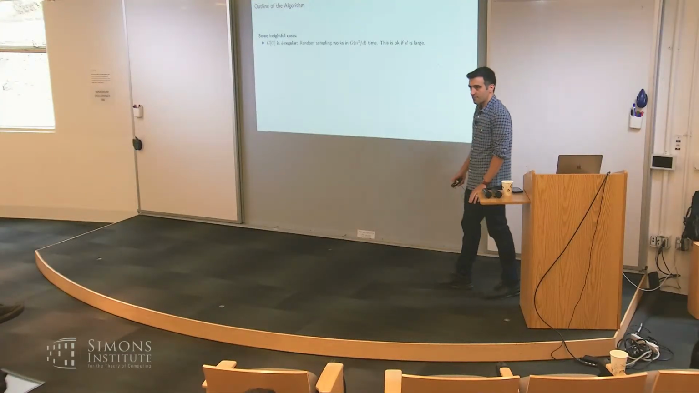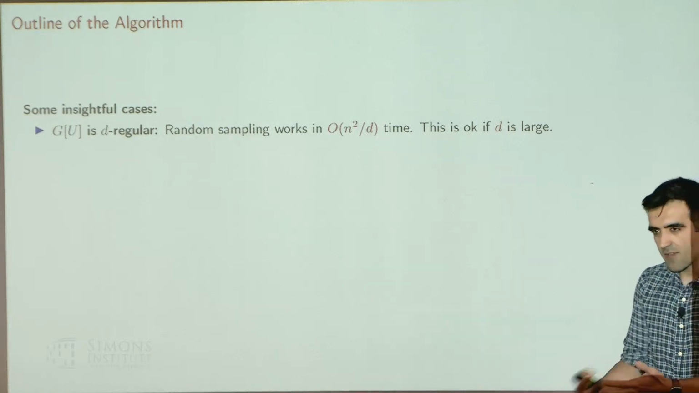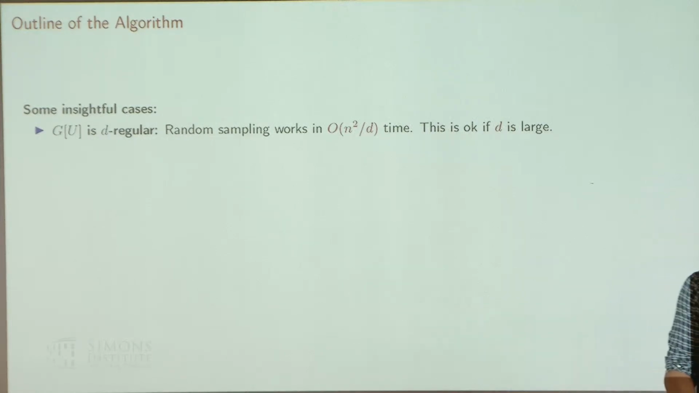But here are some useful cases for why this is intuitively possible. If G[U] is d-regular, and think of d as larger than n to the epsilon, random sampling finds this matching pretty fast. From every vertex, you random sample an edge. d of them are inside. The probability that you hit one of them is d over n. You repeat this n over d times, and you will find one of these edges. Repeat this for all the n vertices in n squared over d time, and you can find this matching. So this is OK if d is large.